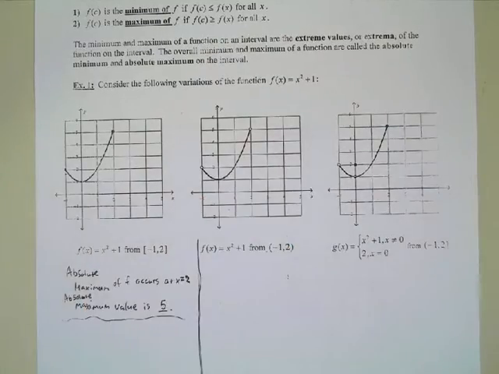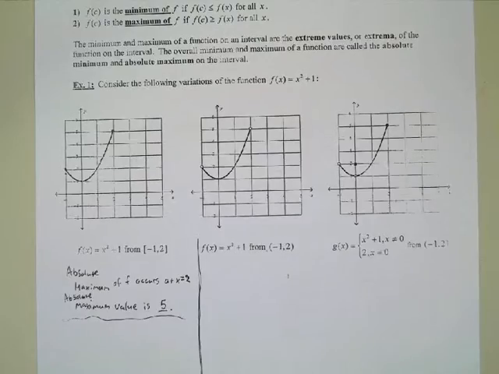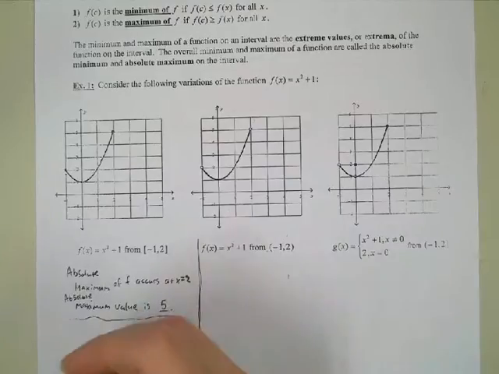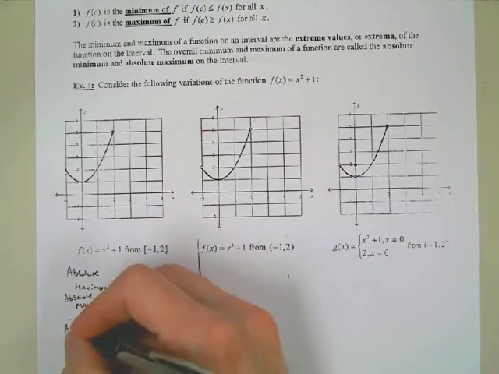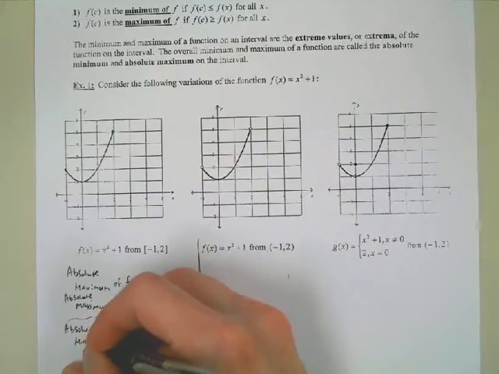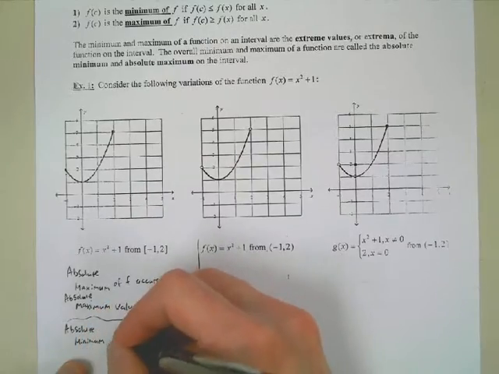All right. So questions on absolute maximum there? The absolute maximum occurs at x equals 2, but the absolute maximum value is 5. Remember, value, we're talking about the y. Okay. All right. So let's talk about minimums here. So the absolute minimum of f.